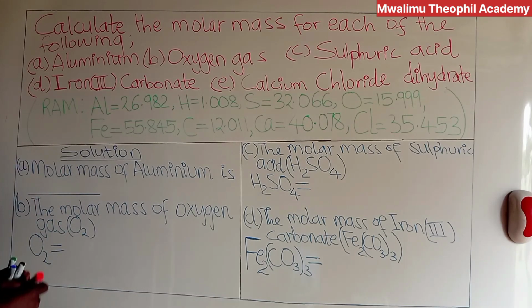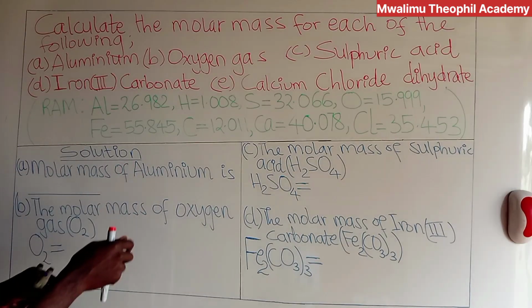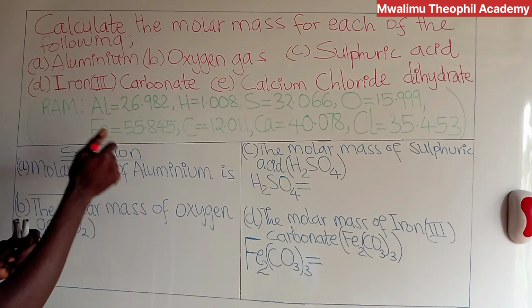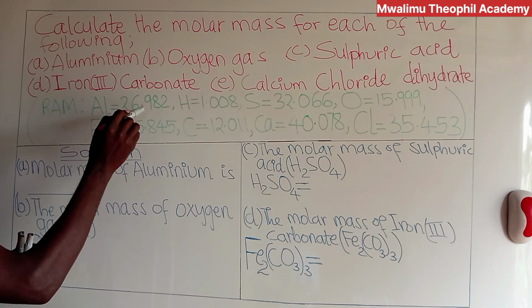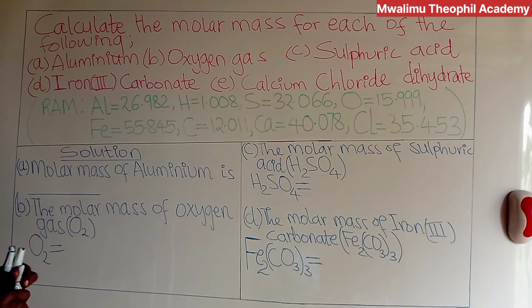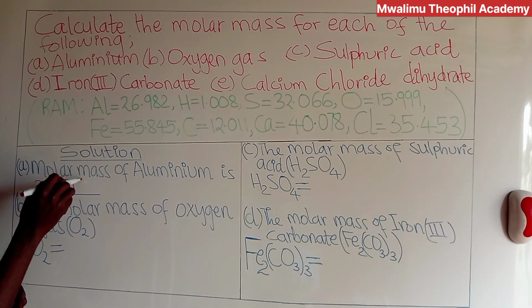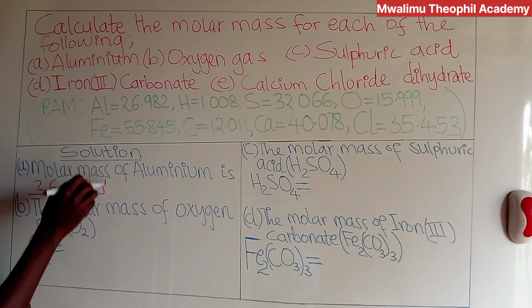Part A. We are required to calculate the molar mass of aluminium. You have to know that when you are asked to find the molar mass of an element, you have to take the value of its relative atomic mass from the periodic table. For example, here, the molar mass of aluminium, we are given that it is 26.982 gram per mole. So, the molar mass of aluminium is 26.982 gram per mole.